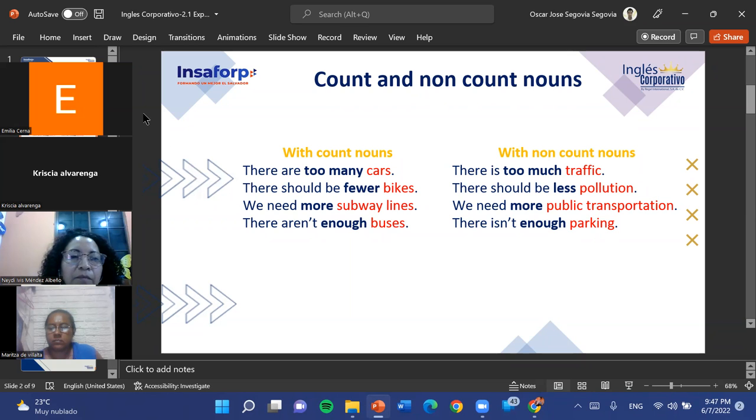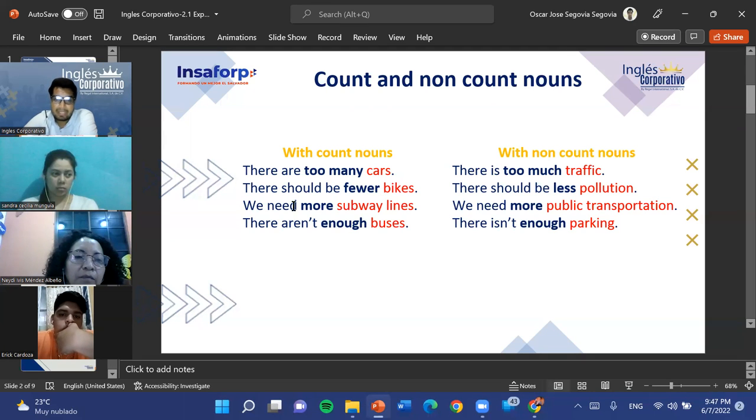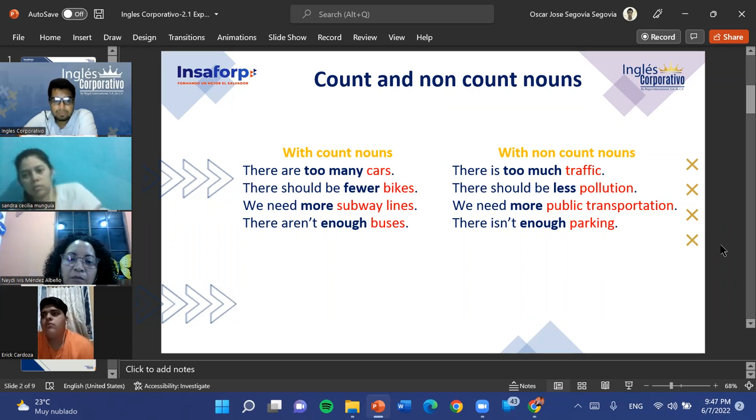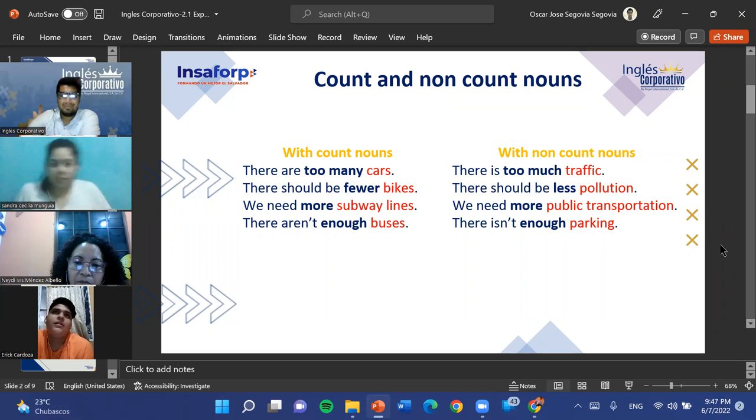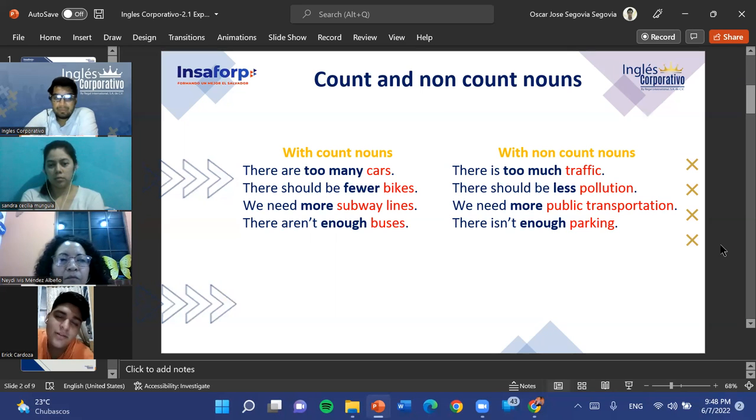Now, how is the case for the bikes, I mean, the motorcycles. There should be fewer bikes. What do you think, Eric? Do you think there should be fewer bikes? ¿Deberían haber menos motos? For me, yeah, because we have many accidents. Okay, good idea. So there should be fewer bikes.